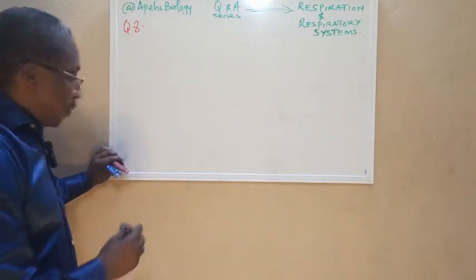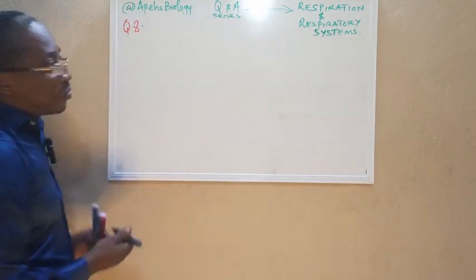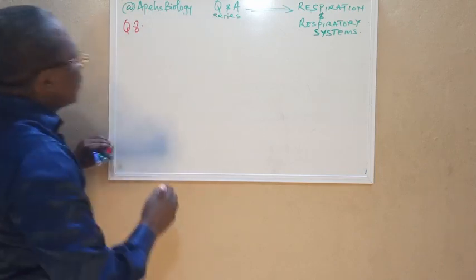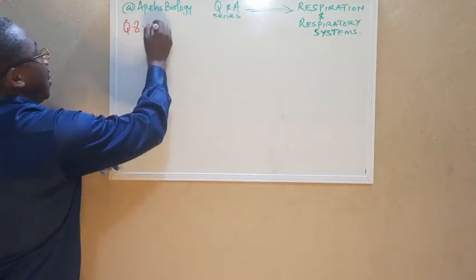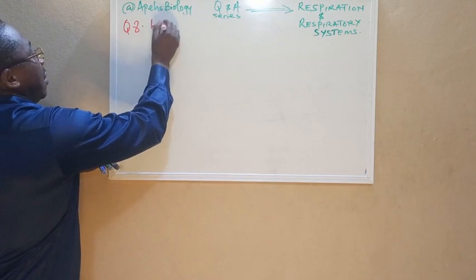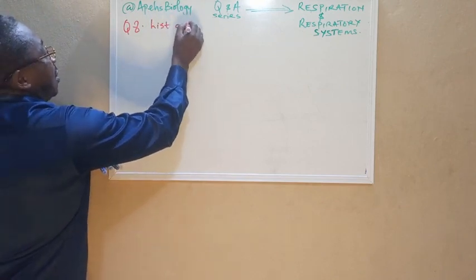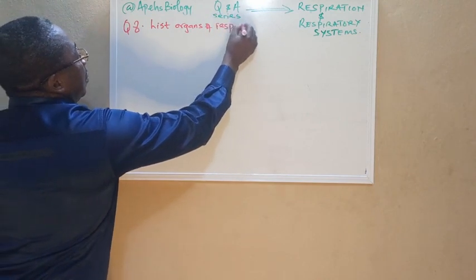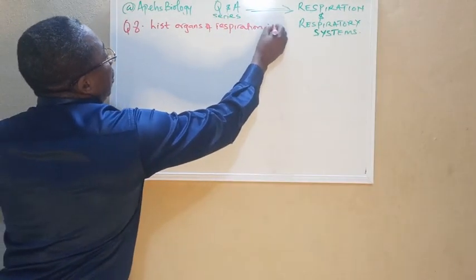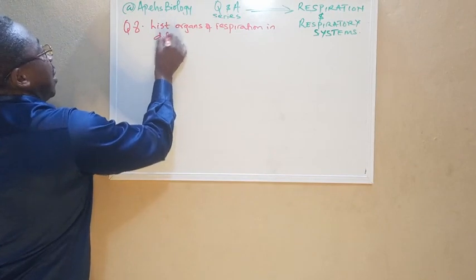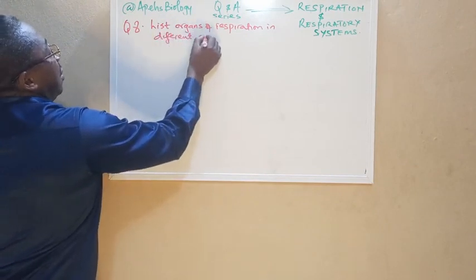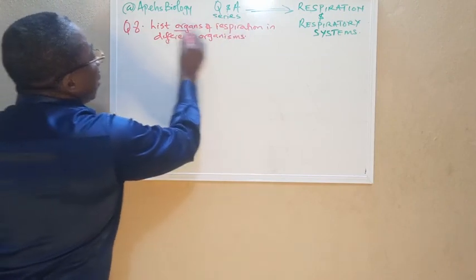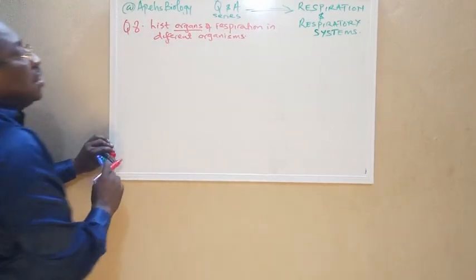Welcome to our next series of questions on respiration and the respiratory system. Question number 8 under this series is very simple. It says, list organs of respiration in different organisms. List organs of respiration in different organisms.